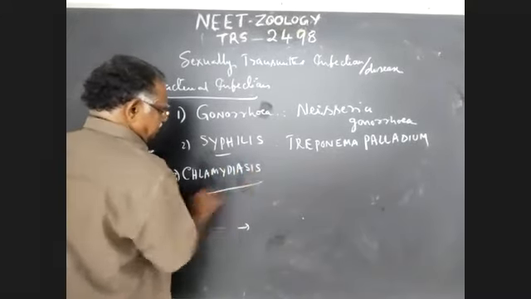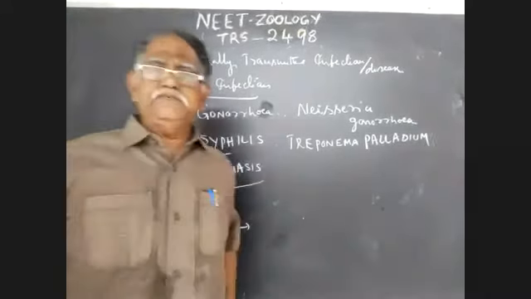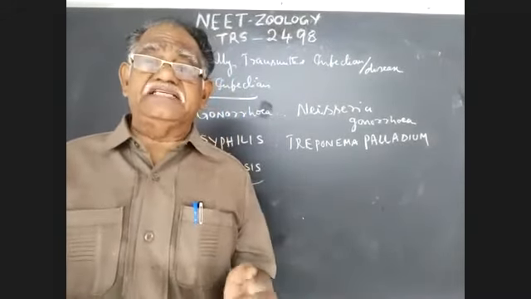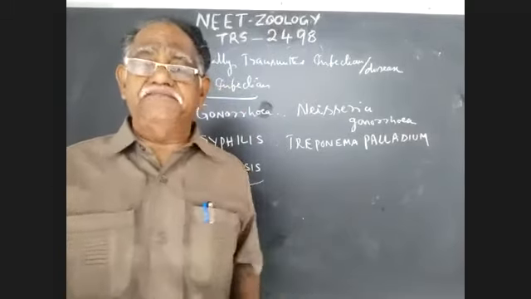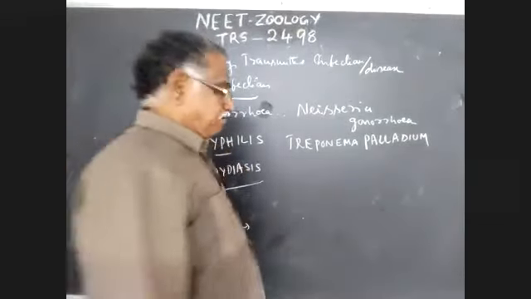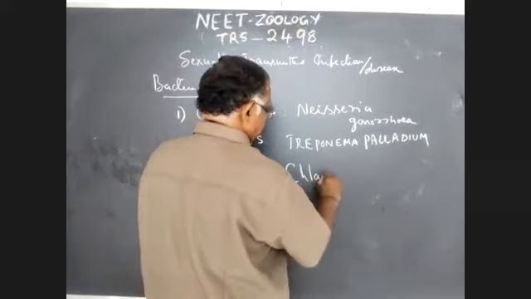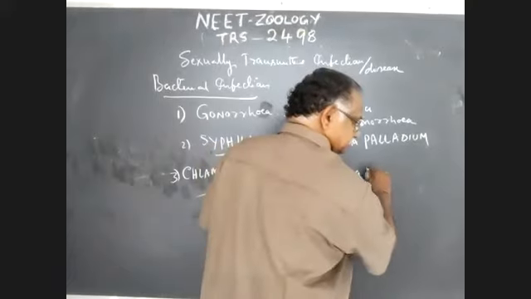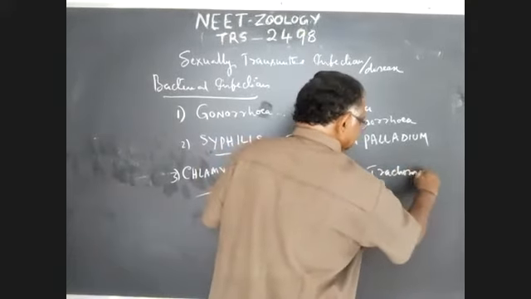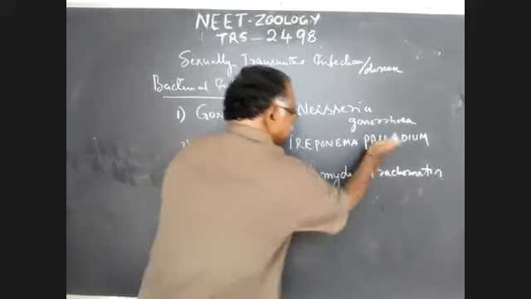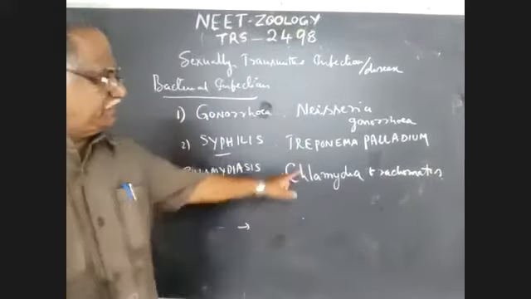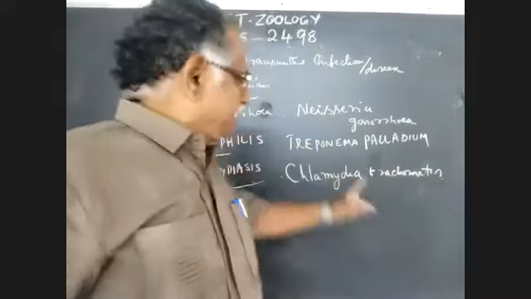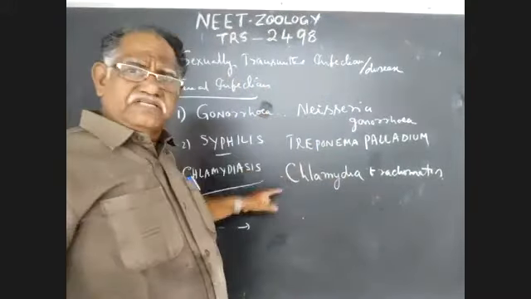Third type of sexually transmitted infection or disease is chlamydiasis, caused by the bacterium Chlamydia. The species name is trachomatis. So chlamydiasis is caused by Chlamydia trachomatis. These are the bacteria causing various diseases.